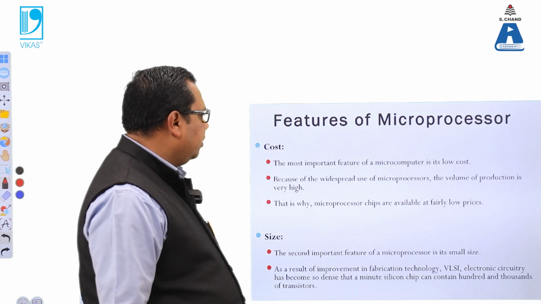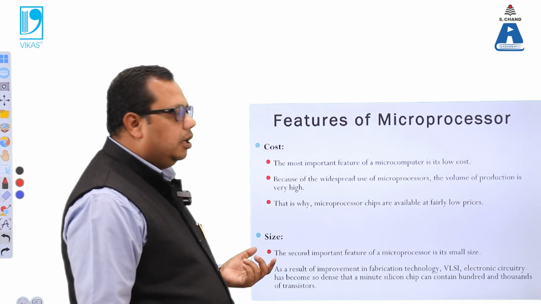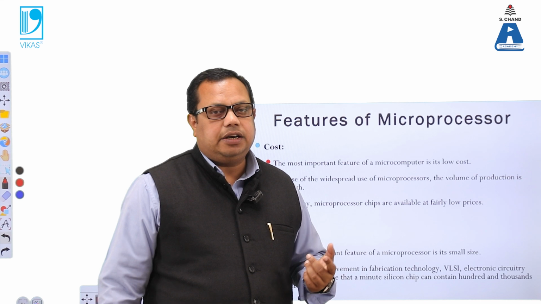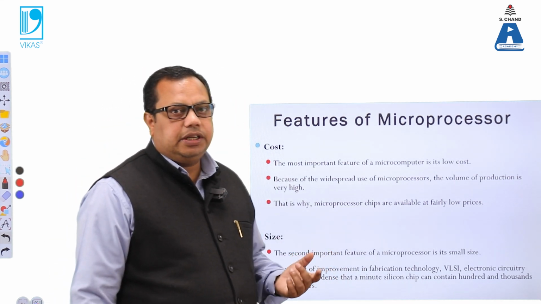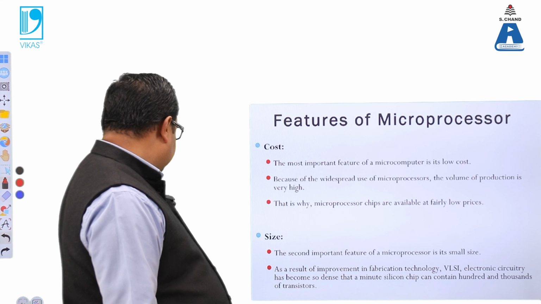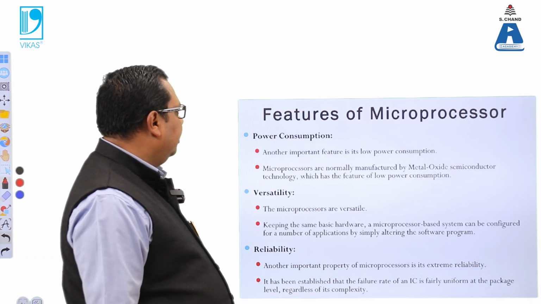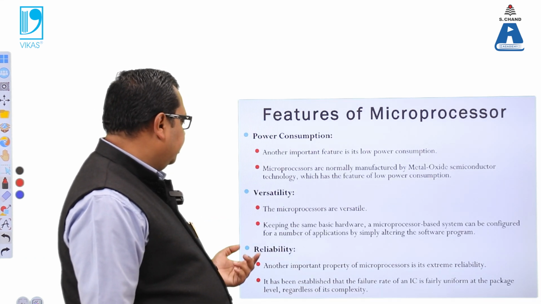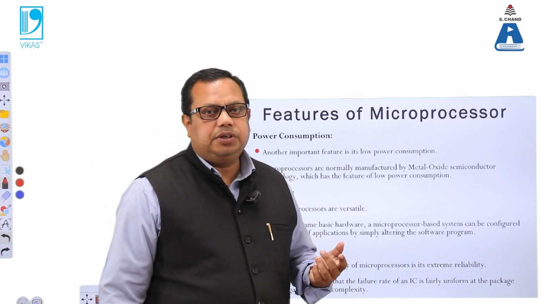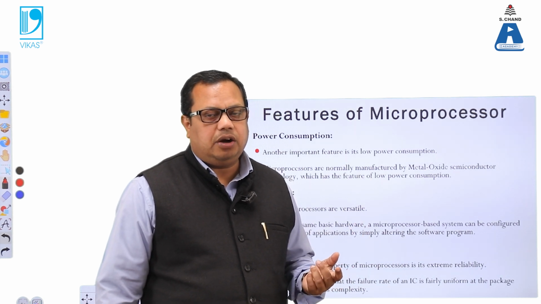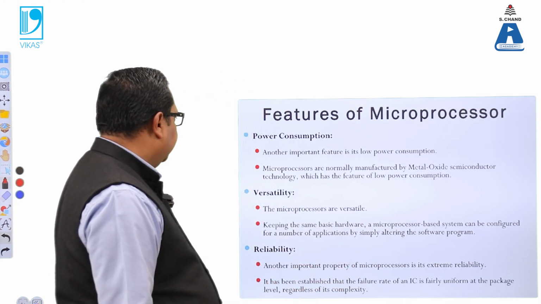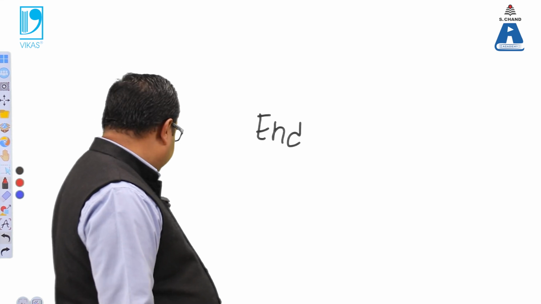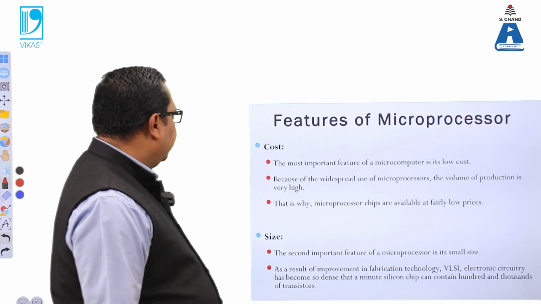The most important feature of the microprocessor is low cost. So, we can design it at a low cost. Then accessibility is very high, and then we have the power consumption. The power consumption again depends upon our users, how we are using the power. Then versatility and reliability. So, these are the things that are required to calculate this.